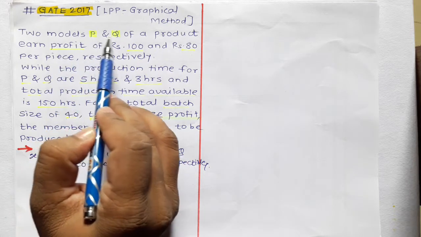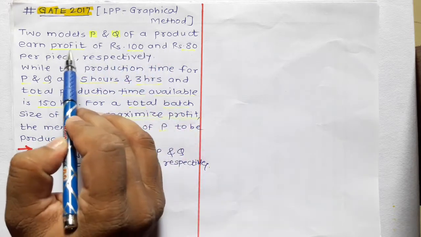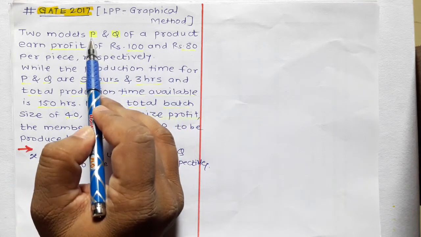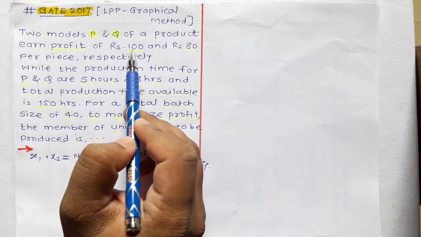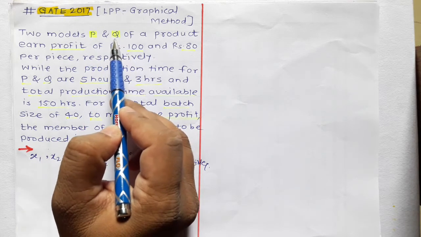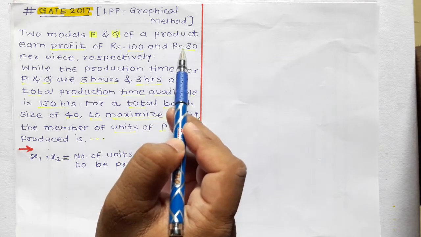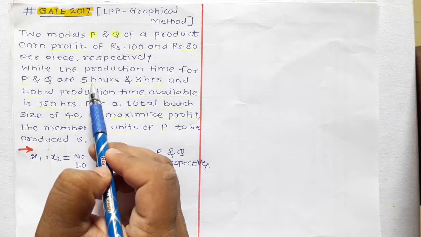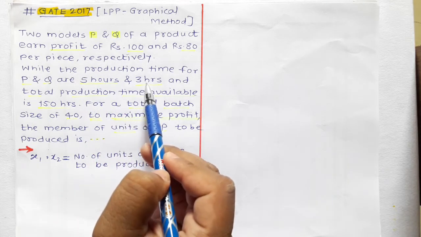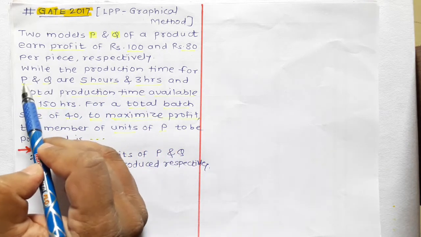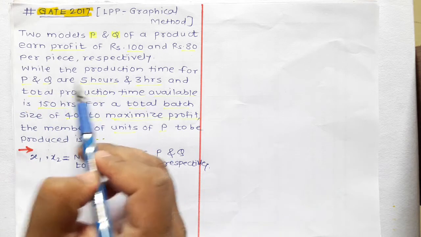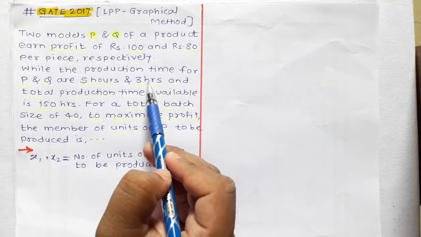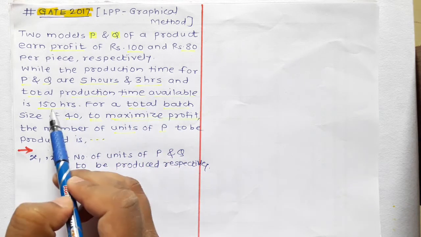Two models, P and Q, of a product earn profit of rupees 100 and 80 per piece. That means if we sell 1 unit of P, we get a profit of rupees 100. If we sell 1 unit of Q, we get a profit of rupees 80. While the production time for P and Q is 5 hours and 3 hours respectively. That means for 1 unit of P, the production time is 5 hours, and for 1 unit of Q, the production time is 3 hours, and the total production time available is 150 hours.